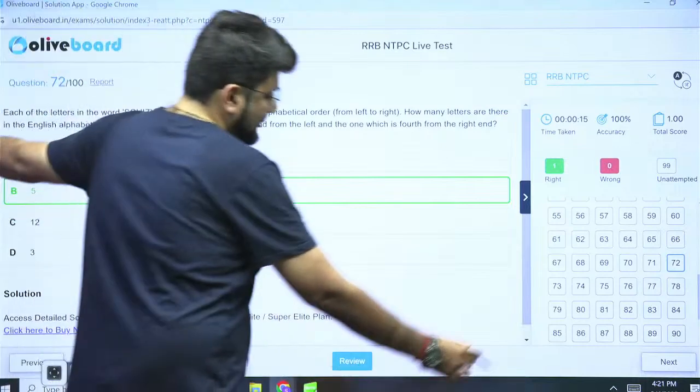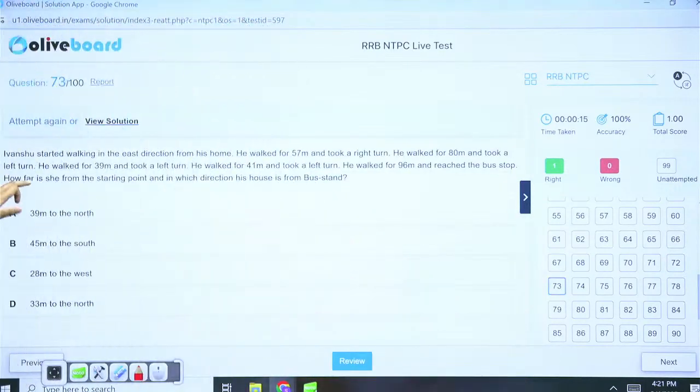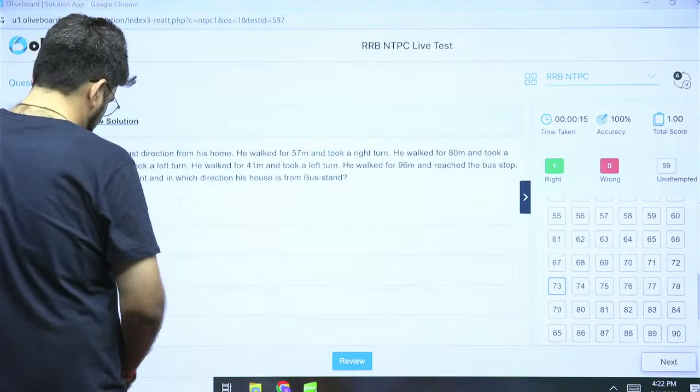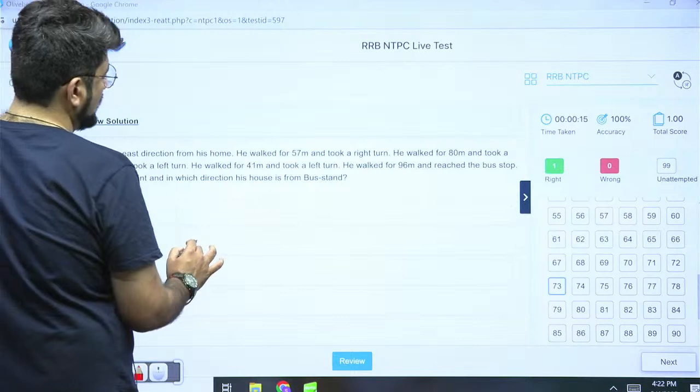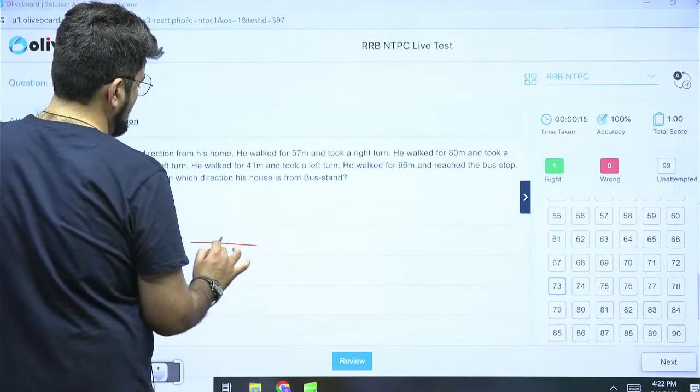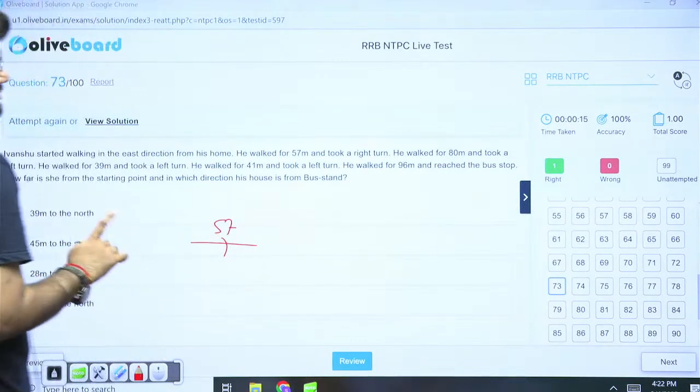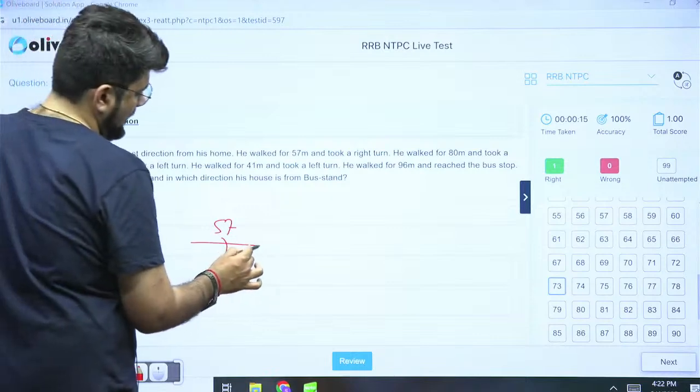73. Ivanshu started walking in the east direction from his home. Okay, let's start walking, Ivanshu. He walked for 57 meters and took a right turn. He walked for 80 meters and took a left turn.